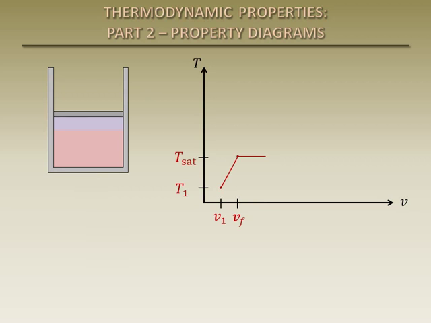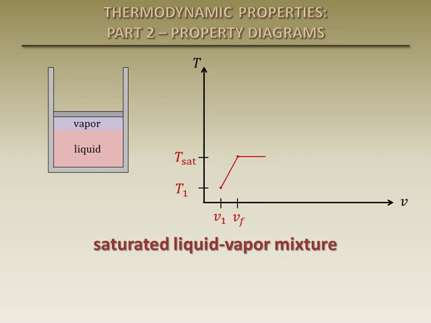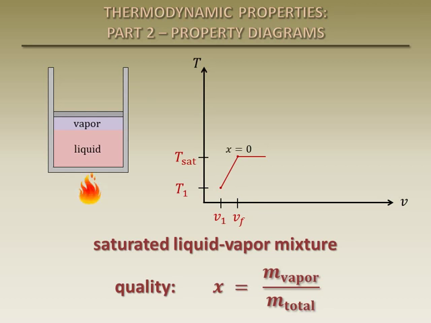At this point, the substance has both liquid and vapor phases. This is called a saturated liquid-vapor mixture. This mixture is said to have some quality. The quality is a number between 0 and 1 and is defined as the ratio of the mass of the vapor over the total mass of the mixture. The quality of a saturated liquid is 0 because there is no vapor yet. As more energy is added, more of the liquid vaporizes, increasing the specific volume.